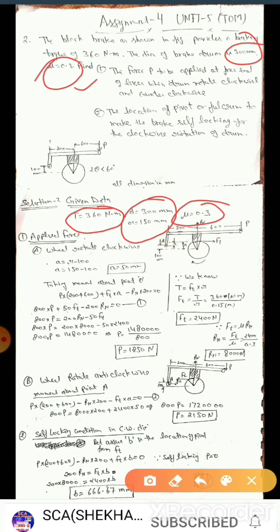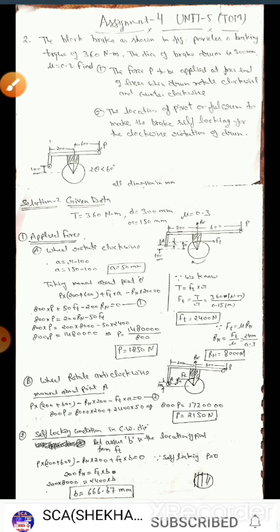Now find first the force P to be applied at the free end of the lever when the drum rotates clockwise and anti-clockwise. In this question we find the applied force when the wheel rotates clockwise or anti-clockwise. Now we calculate applied force P when the wheel rotates in clockwise direction.